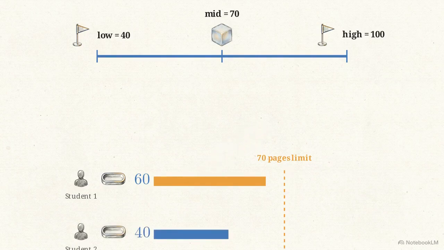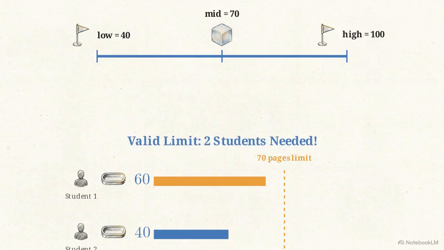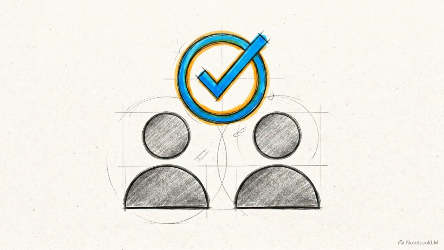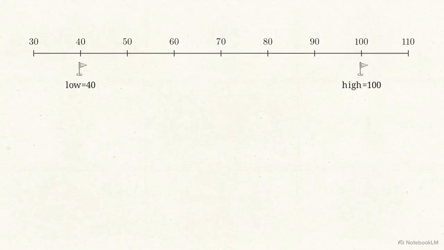We assign the final 40-page book to student 2. This distribution requires only 2 students. Since 2 students fits within our limit of k equals 2, a maximum of 70 pages is a valid solution. Because 70 is valid, we check if an even smaller number might also work. We move our high pointer down to mid-1, which is 69.